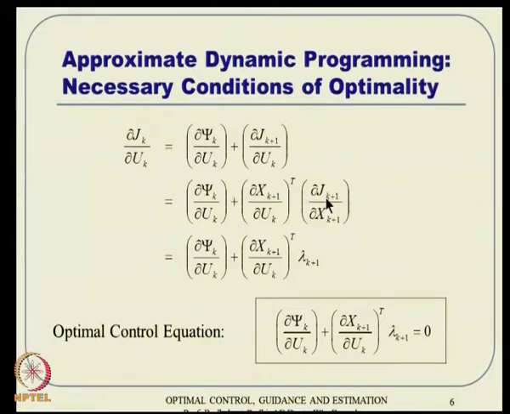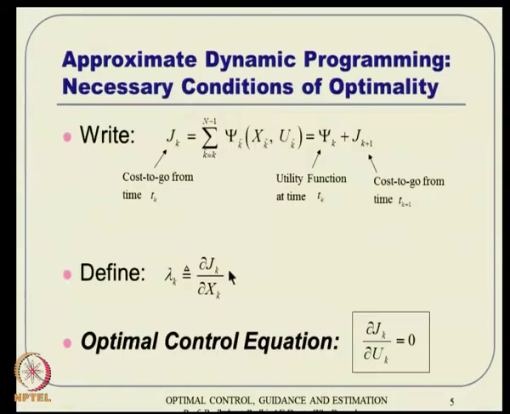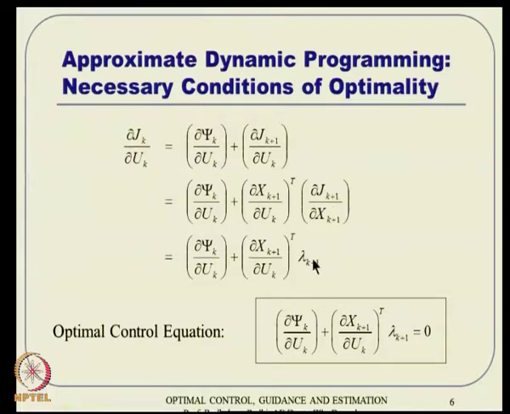Now, what is this? This is nothing but, by definition, lambda_{k+1}. Remember, lambda_k is defined as ∂J_k/∂x_k. So, lambda_{k+1} is nothing but ∂J_{k+1}/∂x_{k+1}. So, ultimately what my equation tells me is that this expression has to be equal to 0 finally. This is my optimal control equation. However, how do I get this lambda_{k+1}? That's the bottom line.